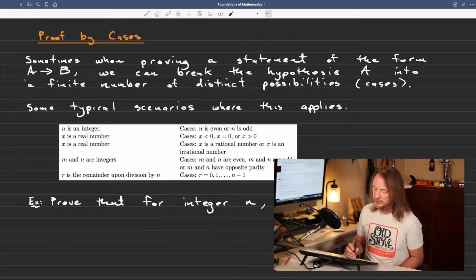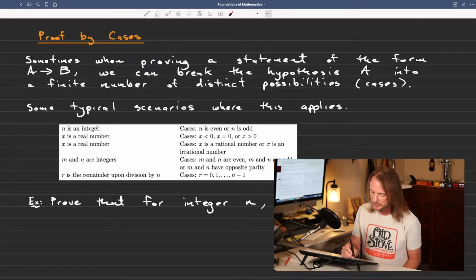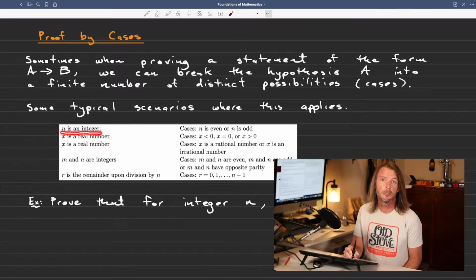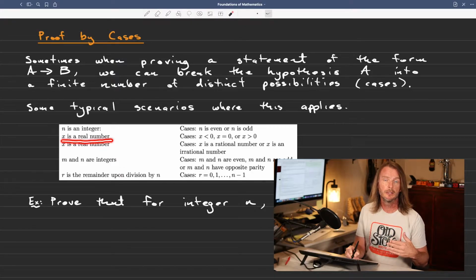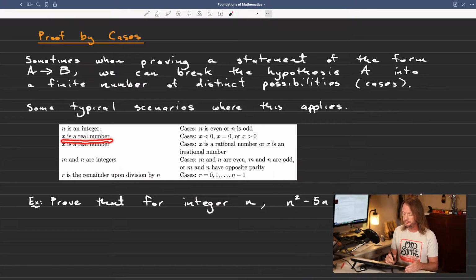So some typical scenarios are, if in the hypothesis you're assuming n is an integer, well, integers can be either even or odd, so sometimes it can be helpful to break your proof into considering those two possibilities separately. So consider the case when n is even, consider the case when n is odd separately. If in your hypothesis you have a real number x, one way to break that up into 3 discrete possibilities is to consider the case when x is negative, or when x is 0, or when x is positive.